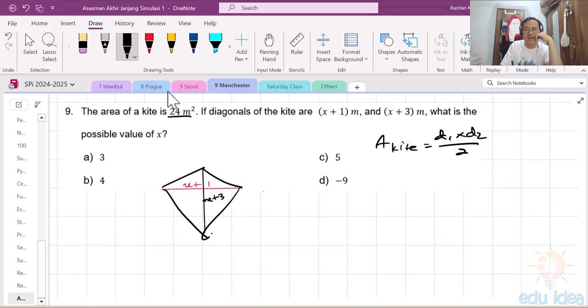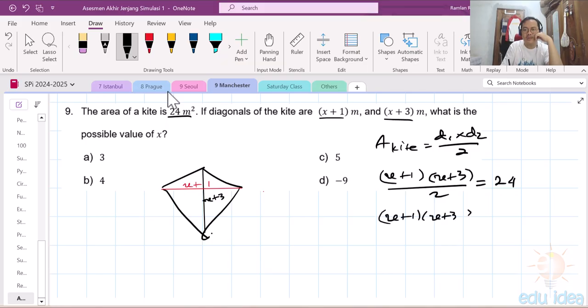So it's just basically multiplying these two and dividing by 2. If you do that, you will get (x plus 1) multiplied by (x plus 3) over 2 equals 24. Right? So this is the equation. Now, what can we do here? We can get rid of the 2 first, by multiplying both sides by 2. You'll get (x plus 1) times (x plus 3) equals 48, because 24 times 2 equals 48.